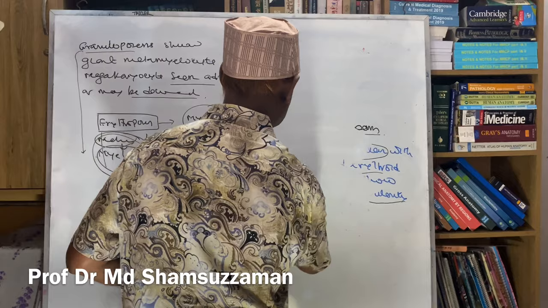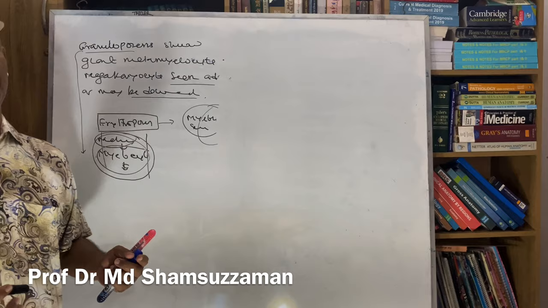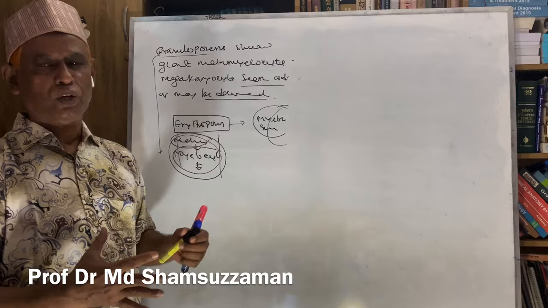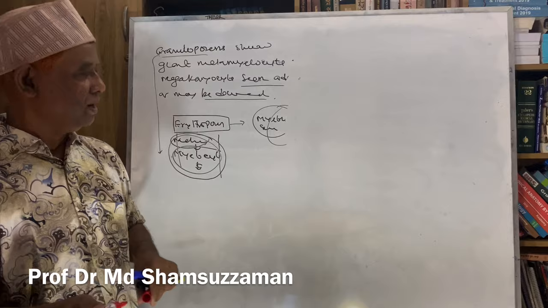So this is all about the bone marrow findings. Now, if we find vitamin B12 deficiency by assessing vitamin B12 in plasma, then there is the question of the Schilling test. Suppose it is a case of vitamin B12 deficiency, then we have to do the Schilling test. Now come to the Schilling test.